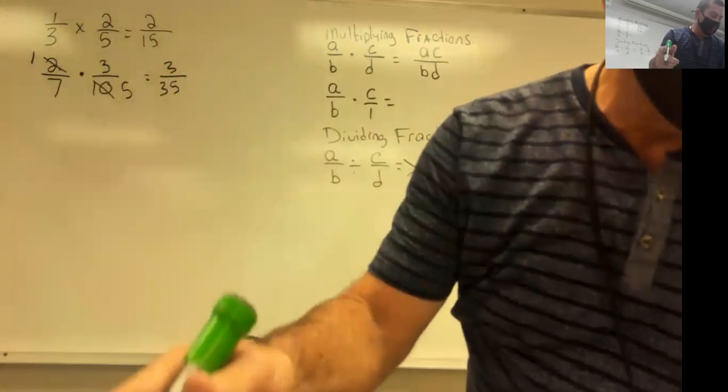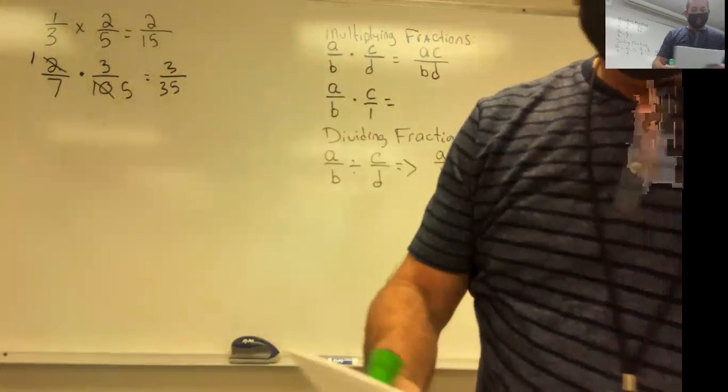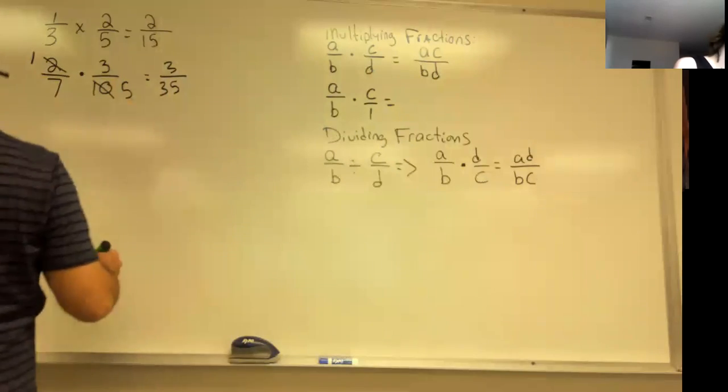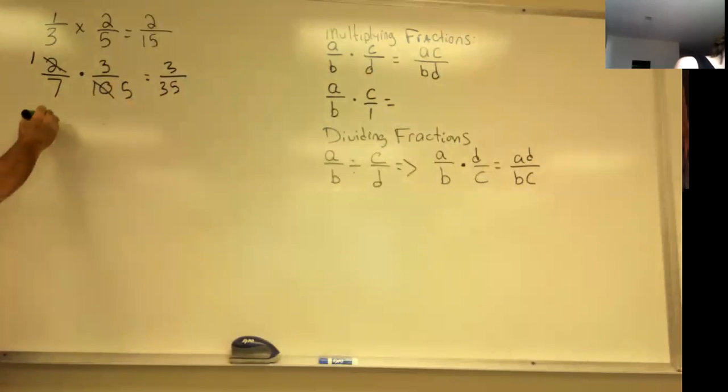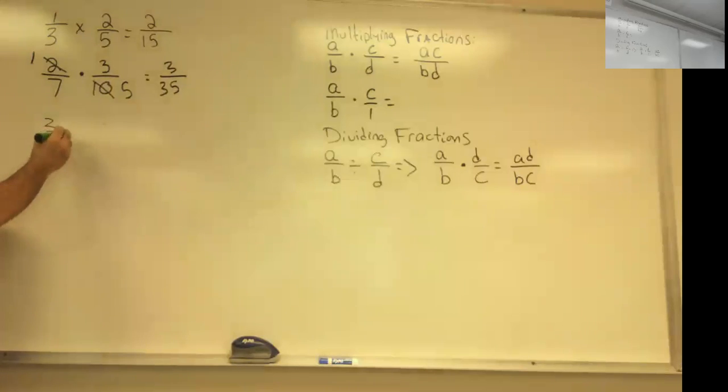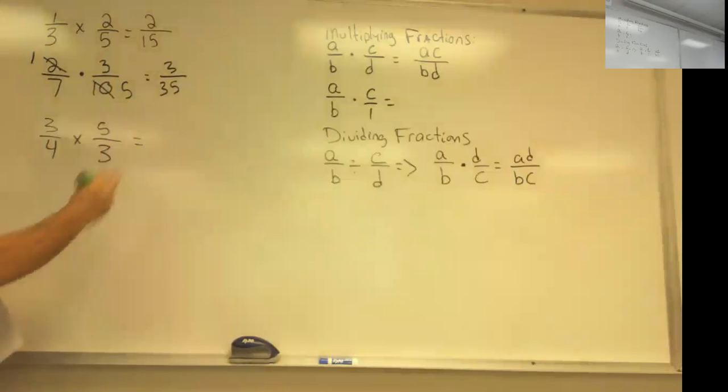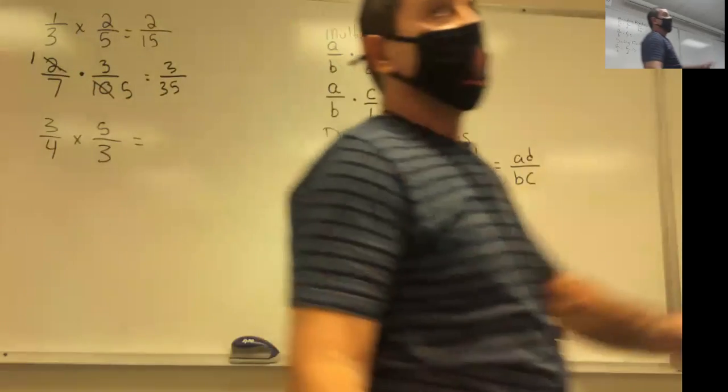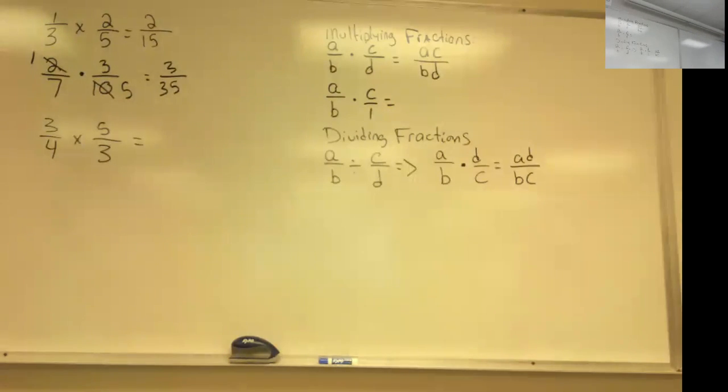All right, questions yet? No. 3/4 times 5/3. So that would reduce. Now this one, I'm just going to multiply and then reduce. What would you reduce? 5/1. So you would take them 3s and pretty much just turn them into a bunch of 1s, okay?